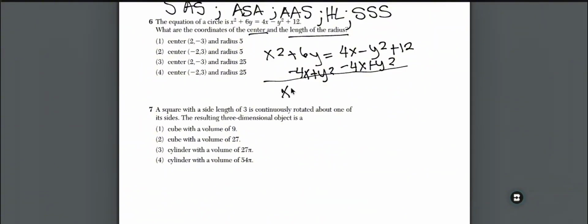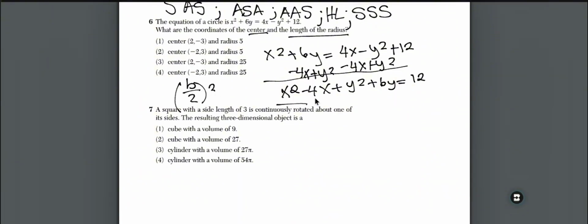So I have x squared. I'm going to rewrite it as x squared minus 4x plus y squared plus 6y equals 12. Now, in order for me to write my equation of the circle, I need to complete the square. So if you took Algebra 1, if you took Algebra 2, or if you haven't, this is how you complete the square. You're going to do b over 2 squared.